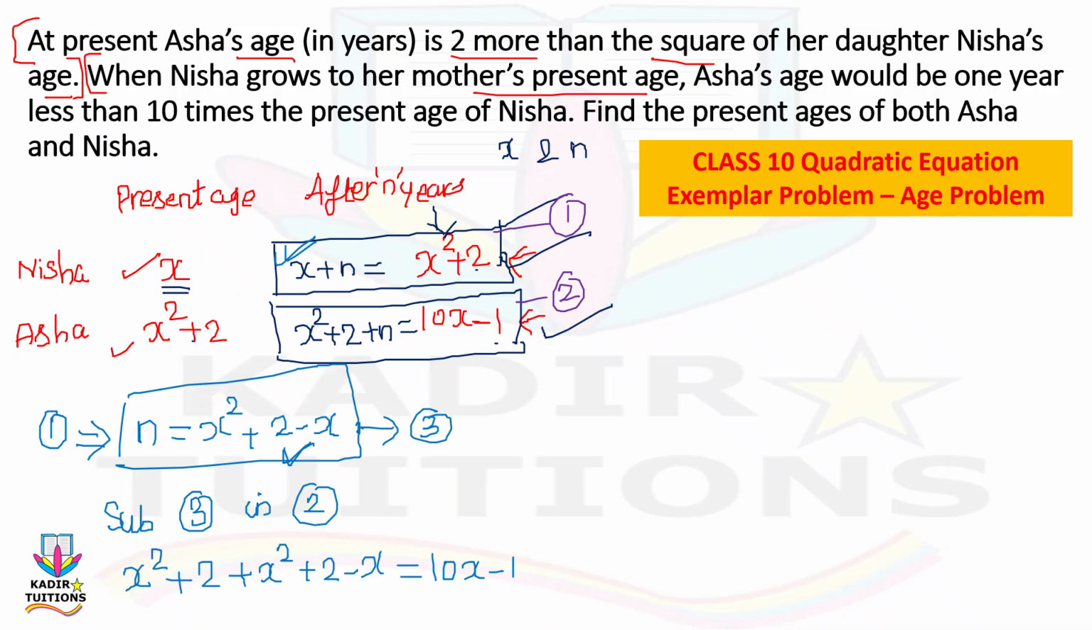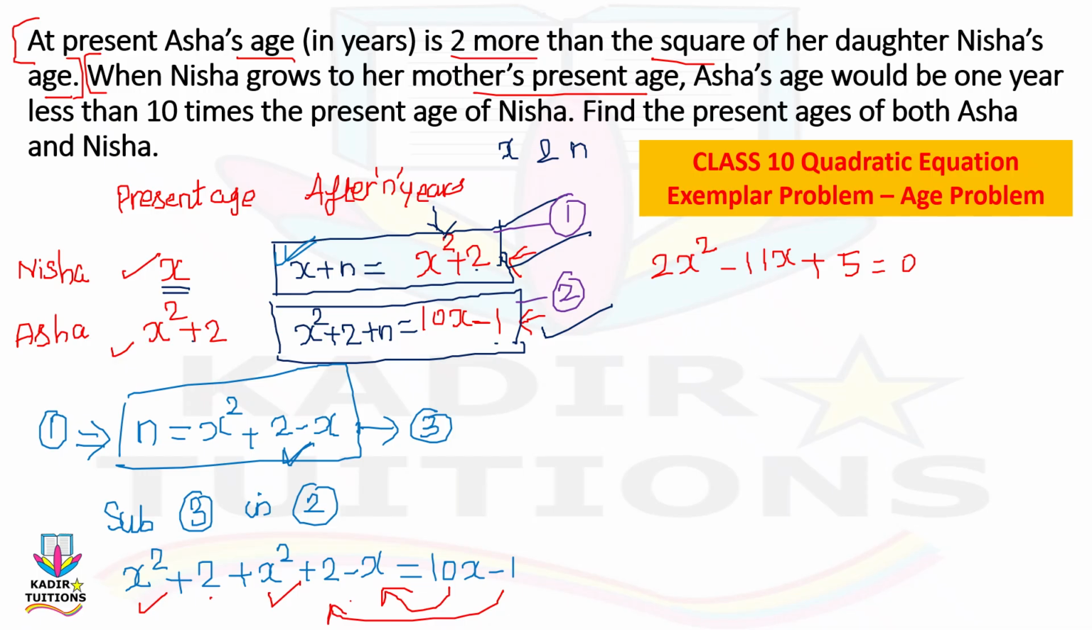There are x square and x square, so I am going to write that as 2x square. Here 10x is there, so if I move that to the LHS, already one x is there, so both will be minus, and it is going to be minus 11x. Then 2 plus 2 is 4, and the minus 1 is also coming to this side, so it is going to be plus 1. So we will be getting plus 5 equal to 0. So we got a quadratic equation. Now do the splitting of the middle term and find the values of x.